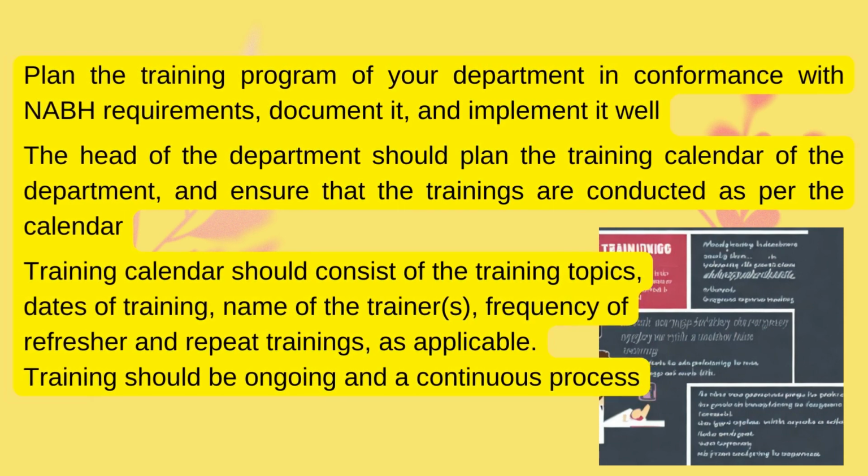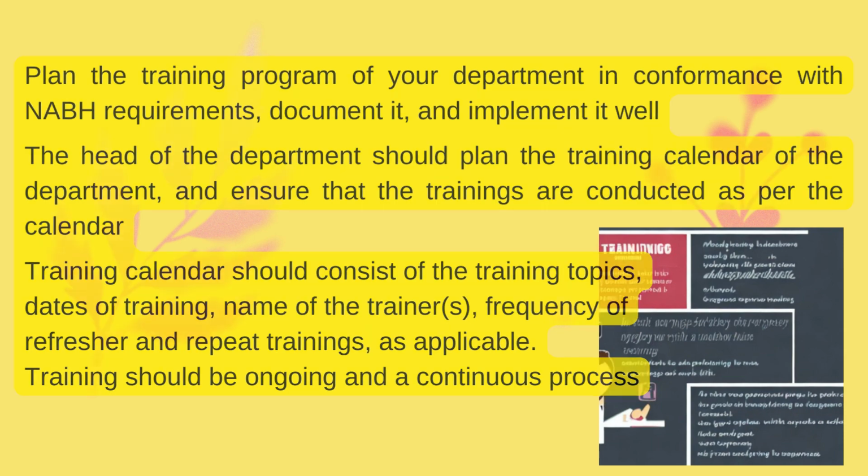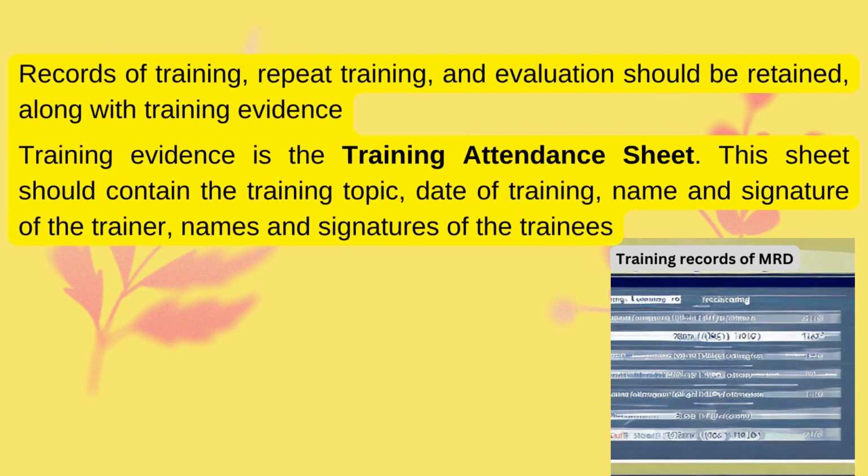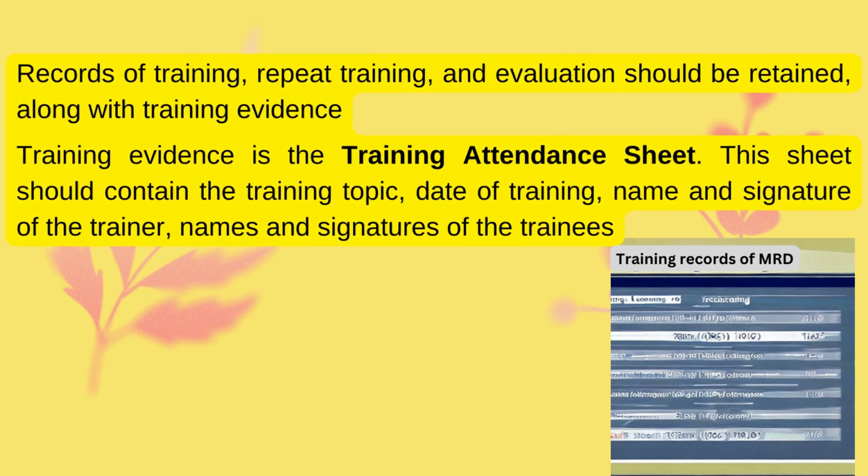The head of the department should plan the training calendar of the department and ensure that the trainings are conducted as per the calendar. Training calendar should consist of the training topics, dates of training, name of the trainer, frequency of refresher and repeat trainings, as applicable. Training should be ongoing and a continuous process. Records of training, repeat training, and evaluation should be retained along with training evidence.